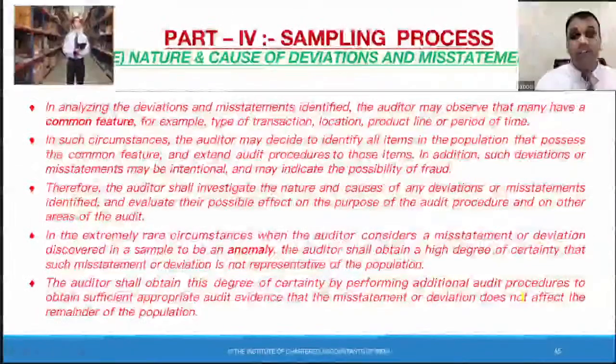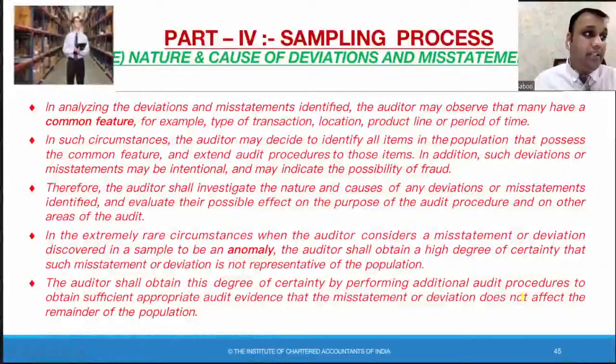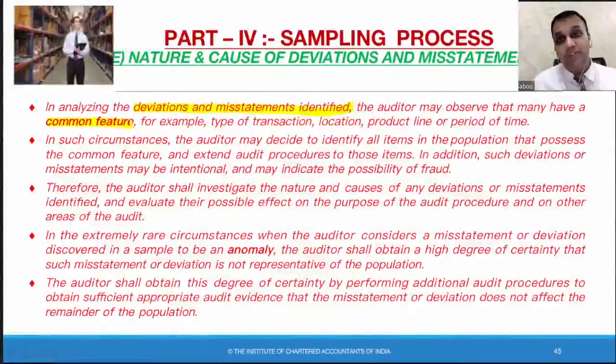Now, what happens if we find some deviations and misstatements? In analyzing the deviations and misstatements identified, the auditor may observe that many have a common feature. All the deviations have a common feature. For example, every check below the level of 10,000, every expense below the level of 500. The expense has been recorded, but in the relevant head and not in the cash book.